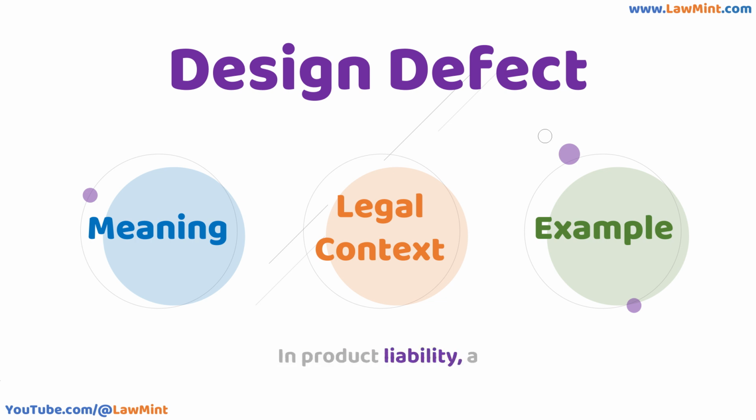In product liability, a manufacturing defect happens when a single item is assembled incorrectly on the factory floor, deviating from its intended design. In contrast, a design defect means the product was manufactured exactly as intended, but the underlying blueprint itself is fundamentally unsafe. To prove a design defect in court, plaintiffs typically rely on two legal standards.